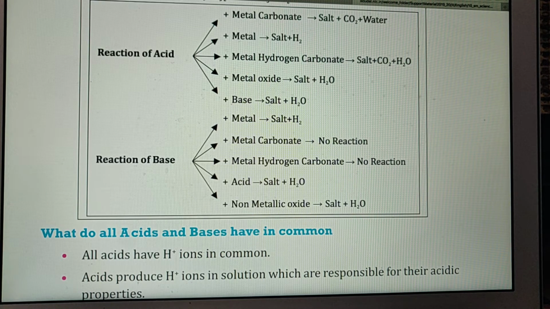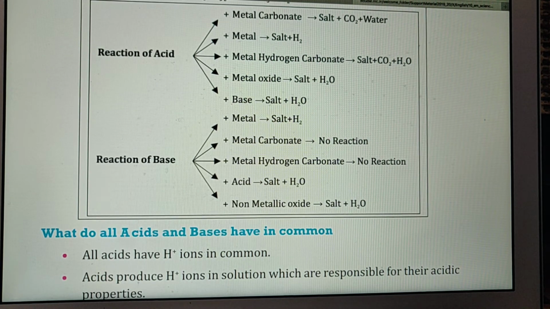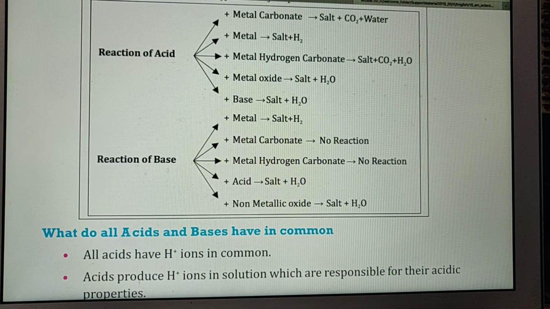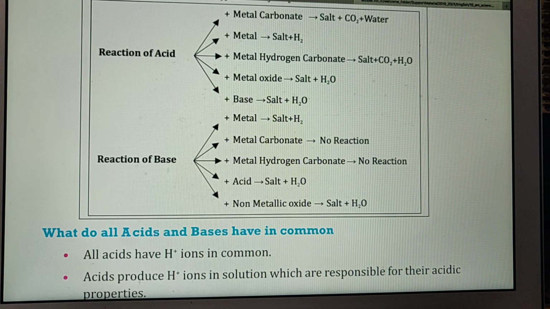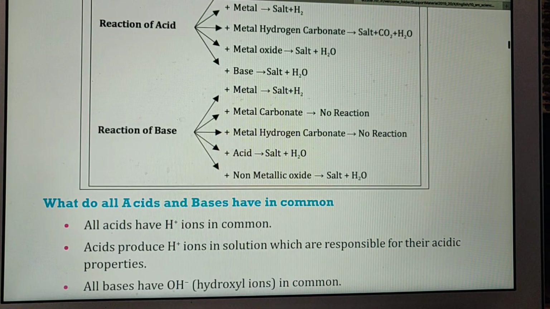On the other hand, reactions of bases. Base plus metal gives salt and hydrogen. Base plus metal carbonate, no reaction. Base plus metal hydrogen carbonate, no reaction. Base plus acid gives salt and water, and base plus non-metallic oxide gives salt and water.